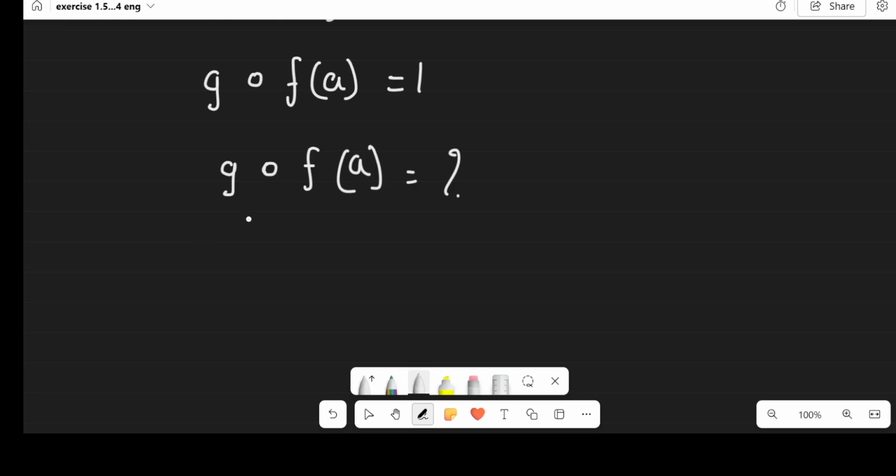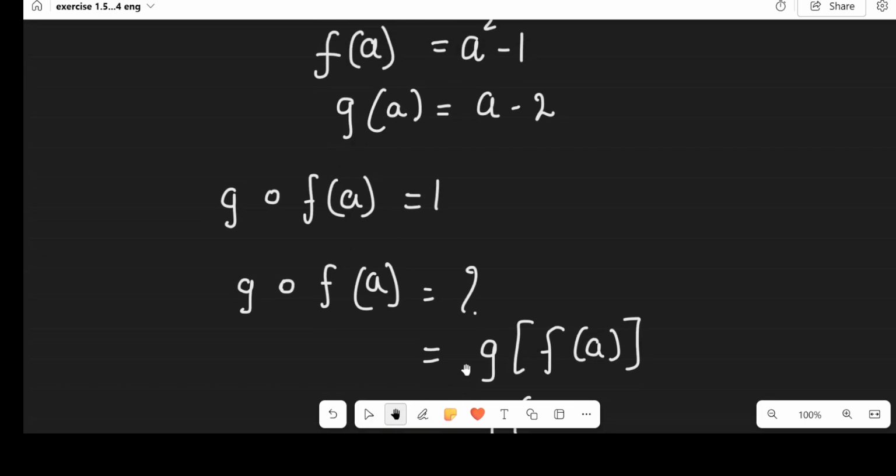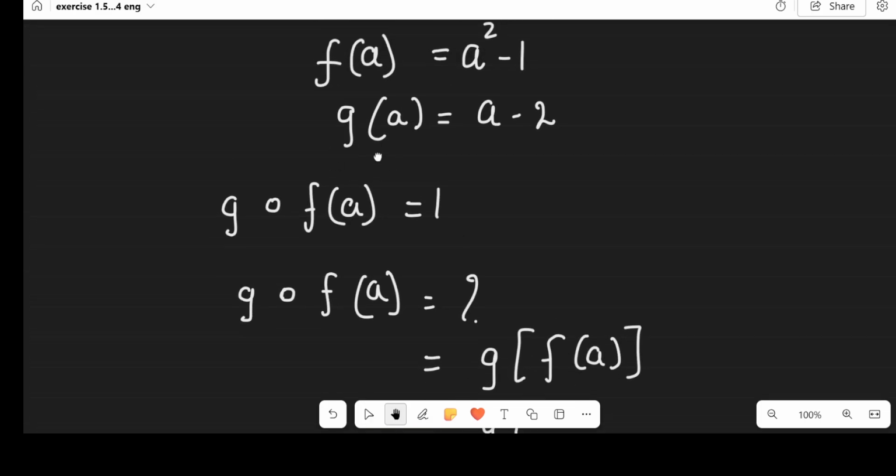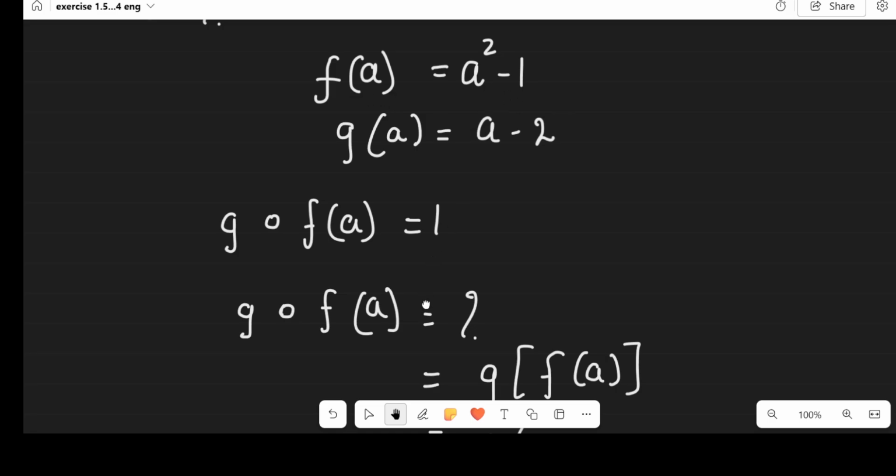So how can we read this, g of f of a, right? For this, how can I expand this whole thing? g of f of a. In this way we can expand this one, right? So here I should apply the value of f of a, right? So what would be the step? Here we need to apply the value of f of a, right? Here what is f of a? a square minus 2.